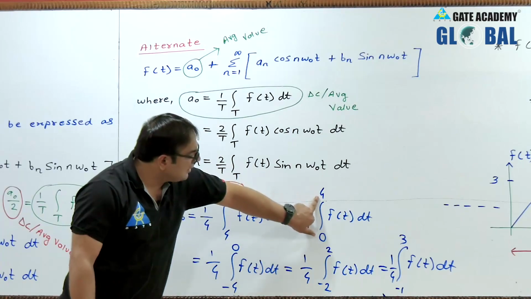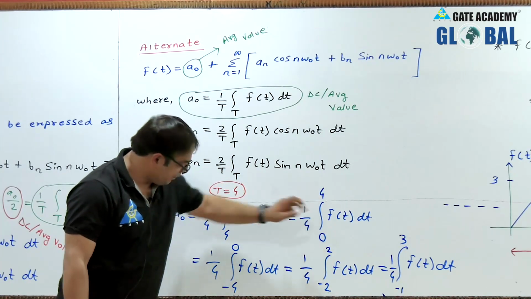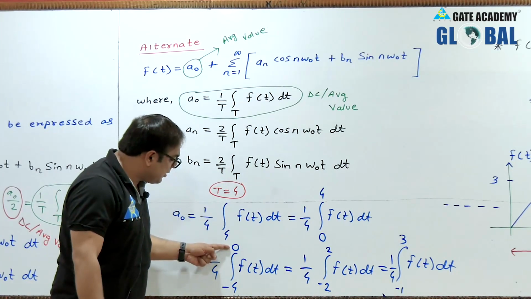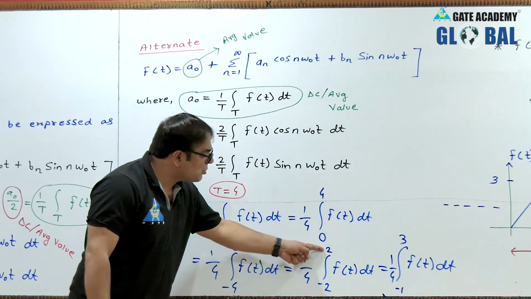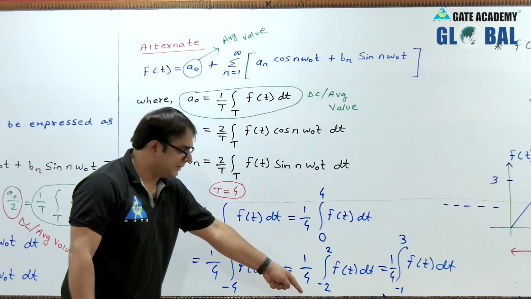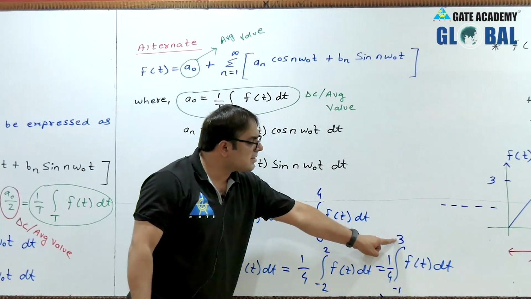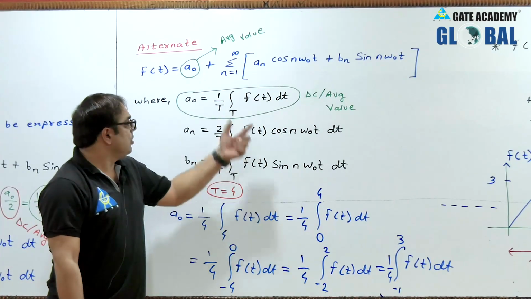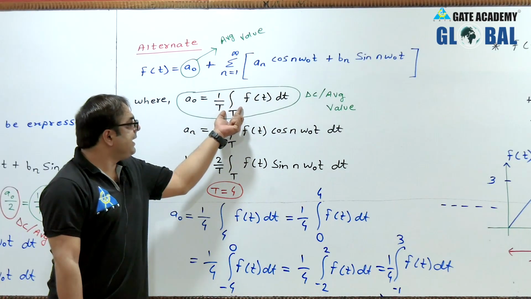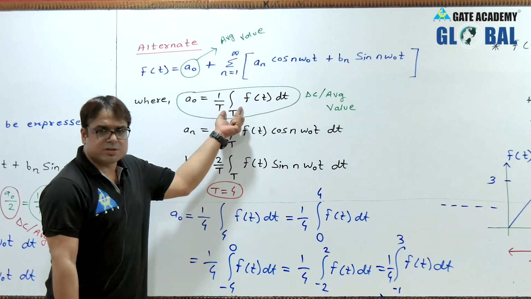0 to 4, it is a duration of 4. Minus 4 to 0 is a duration of 4. Minus 2 to plus 2, it is again a duration of 4. Minus 1 to plus 3 is again a duration of 4. So this integral is now clear to us.